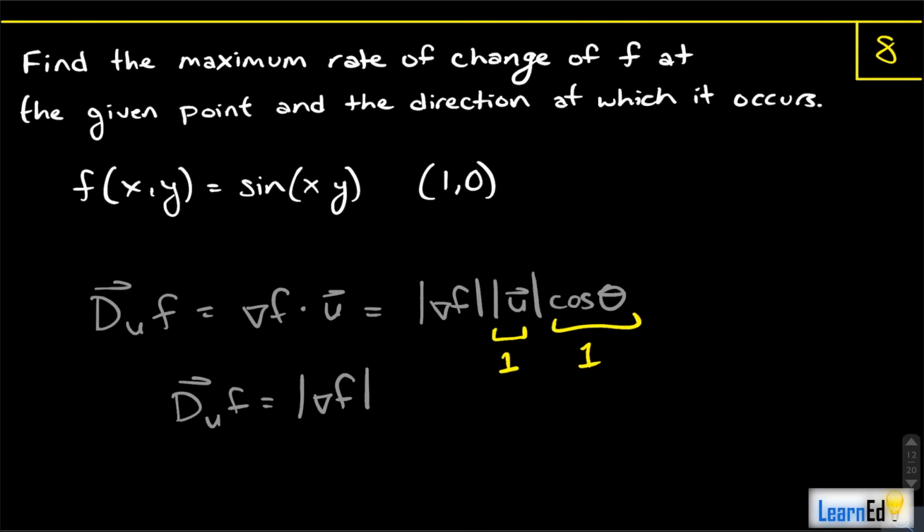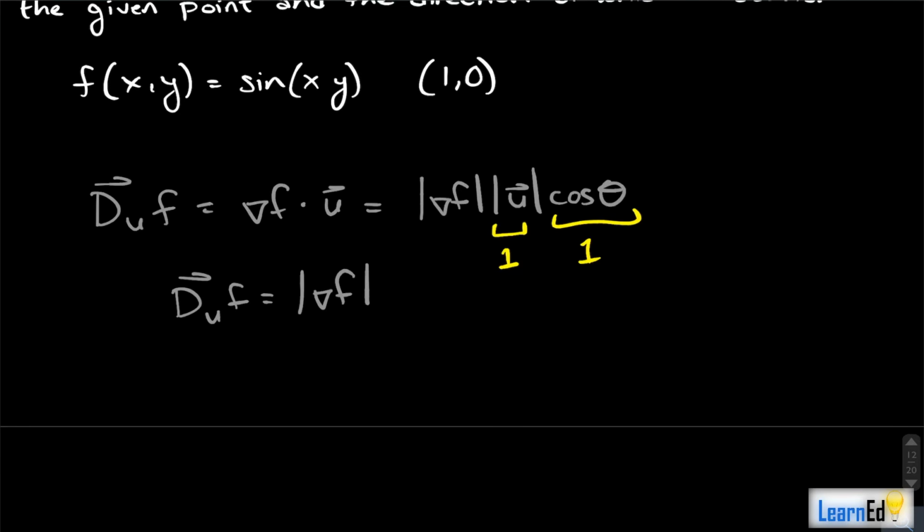All right, so if you understand that, now we can begin this problem. We want to find the maximum rate of change of f. I'll repeat the problem. We want to find the magnitude of the gradient vector at the given point and the direction at which it occurs. So we also want to find the direction, which is just the gradient vector itself. Okay, so let's get to that.